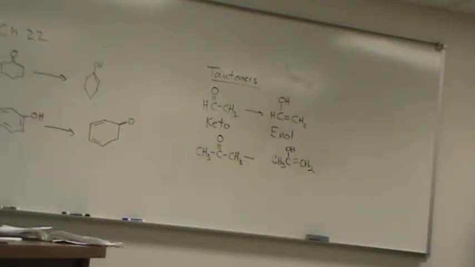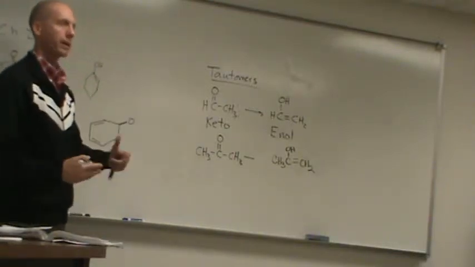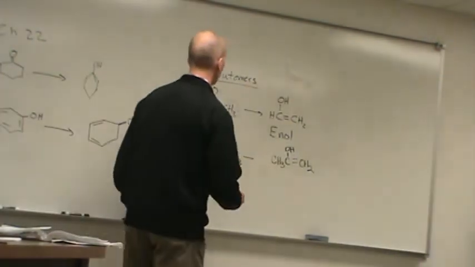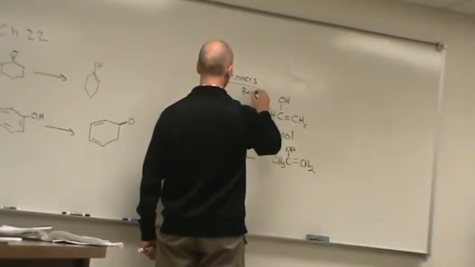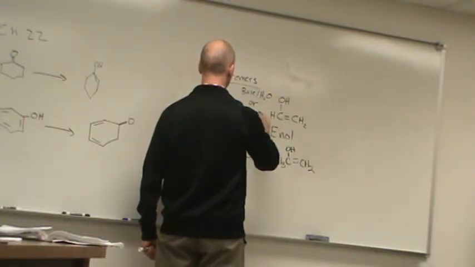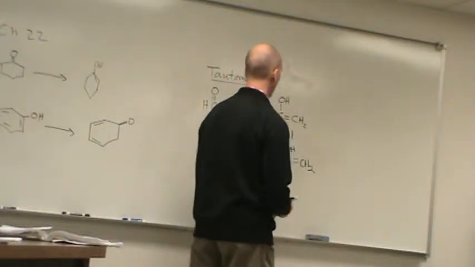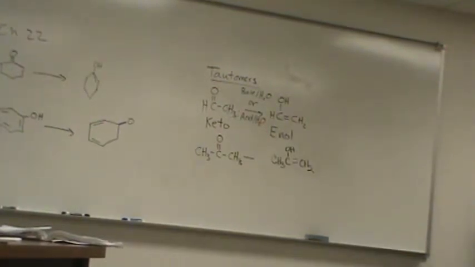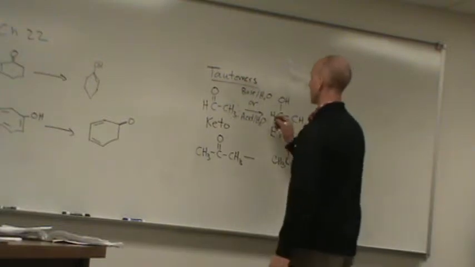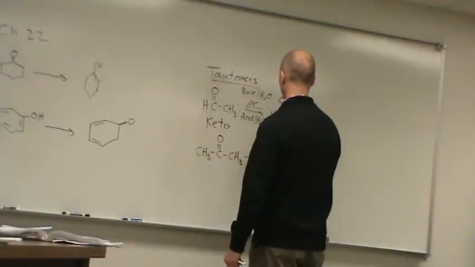Okay, let's talk about a couple other things about these tautomers. These things just don't happen by themselves. They need a little help. These things occur with either base and water or acid and water. So you put these things in one of those kinds of solutions, you end up getting a mixture of keto and enol tautomers. And it turns out to be an equilibrium mixture here.